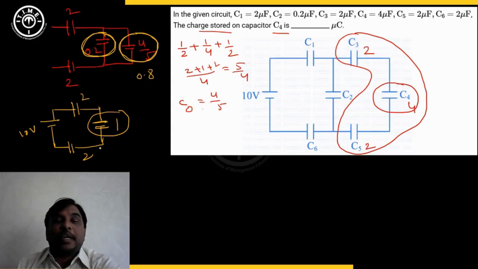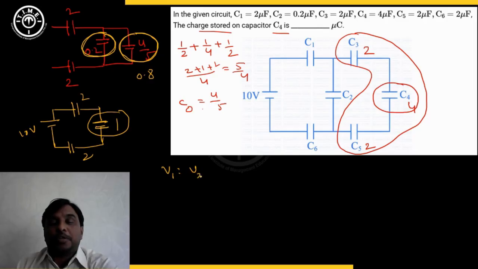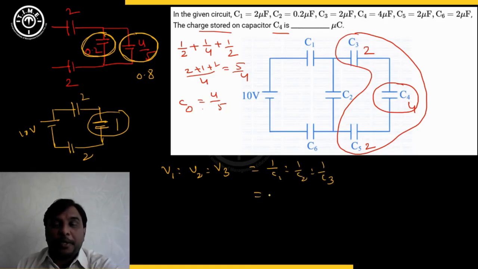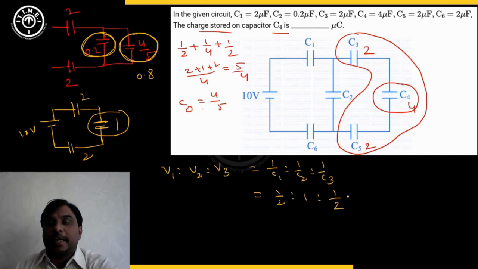Let me calculate. All are connected in series, so V1 is to V2 is to V3 is the reciprocal of their capacitances. Here C1 value is 1 by 2. C2, don't take C2 from this value. Go here, this is C2, that is 1. C3 is again 1 by 2. So this ratio you can write as 1 is to 2 is to 1.